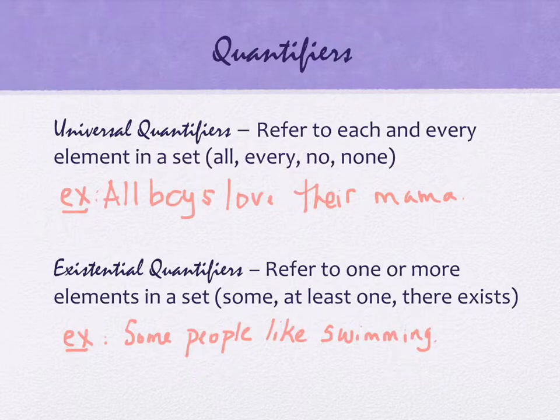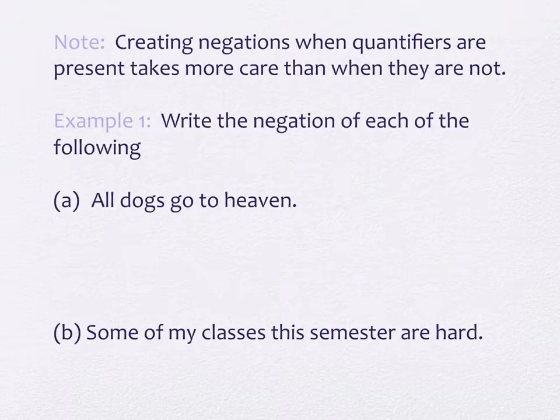So if I'm changing this one and I want to turn it into a negation, I actually have to change that word some into all or every or something like that. So all people don't like to swim. Or you could say something like nobody likes to swim. The statement turns into a universal quantifier kind of statement when you're working with that.